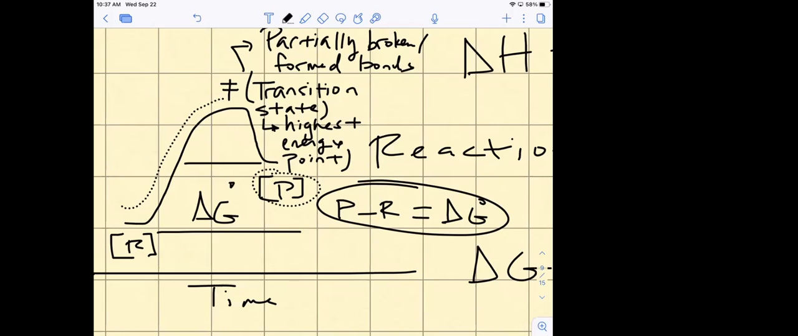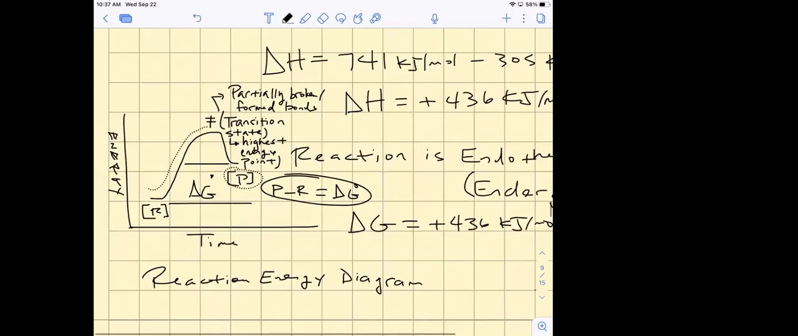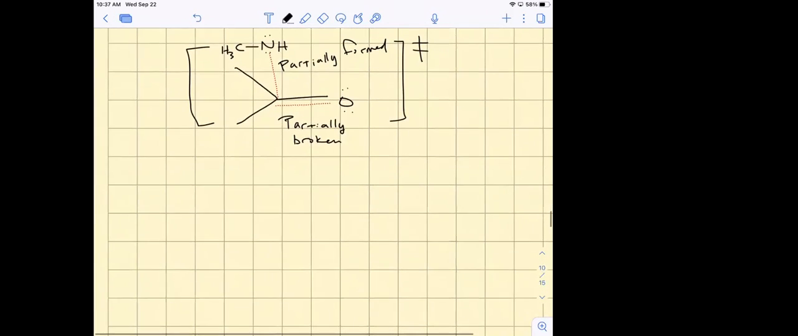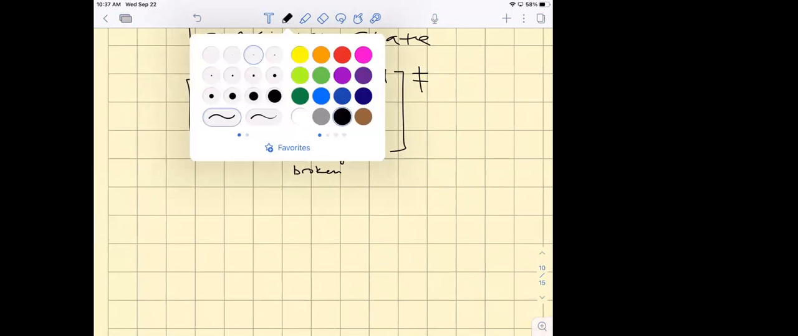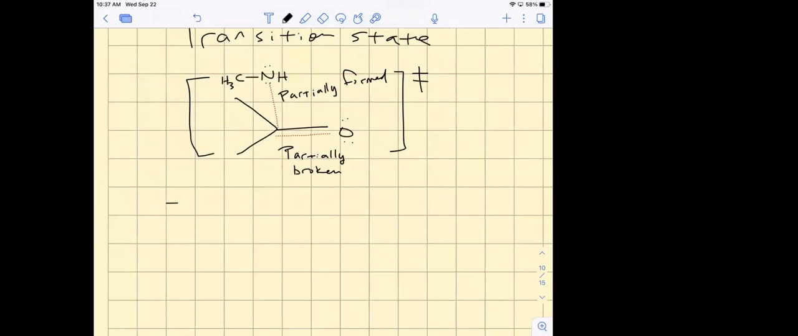I think I sent that video too. So since you asked that question, the transition state for an endothermic reaction is going to almost look identical to your product. It's because it's a late transition state.